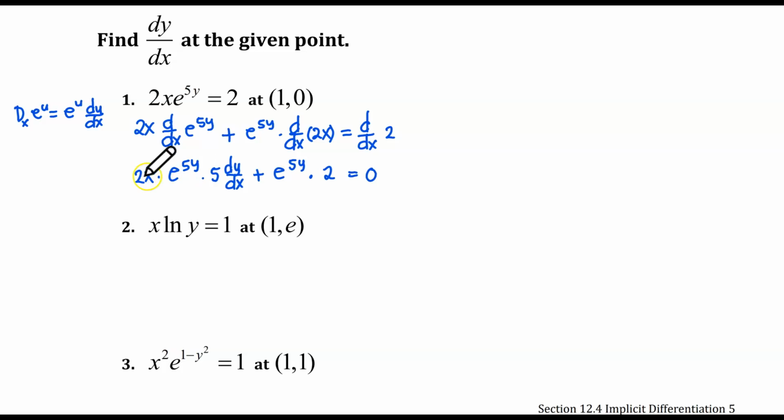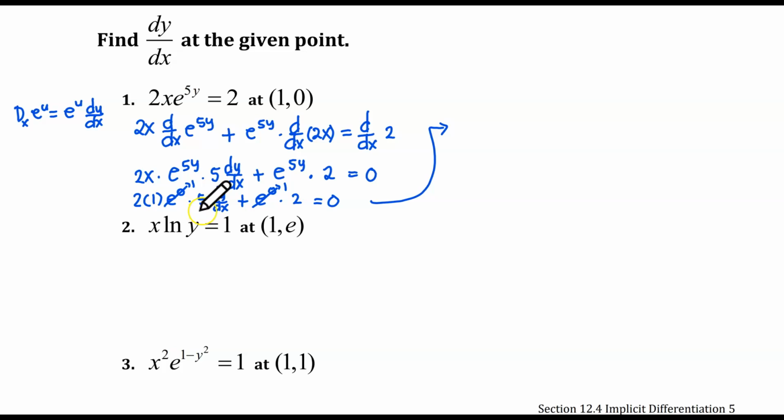So when you plug in 1 for x, we have 2 times 1 times e to the 0. 5 times 0 is 0, times 5 dy/dx. Plus e to the 5 times 0 is 0, times 2, equal to 0. Then you simplify that. Now 2 times 1 is 2. Now e to the 0 is just equal to 1. This is just also equal to 1.